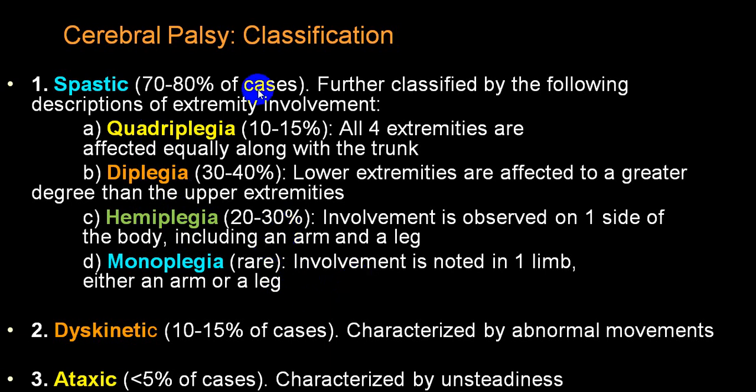If there is involvement of the basal ganglia, it will produce involuntary movement. It is called the dyskinetic variety of cerebral palsy, which accounts for 10 to 15%.